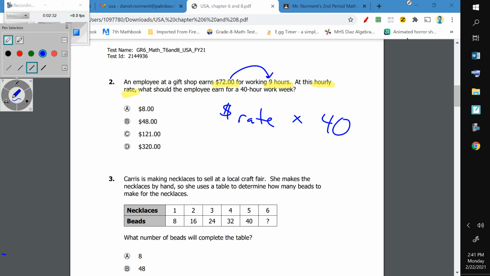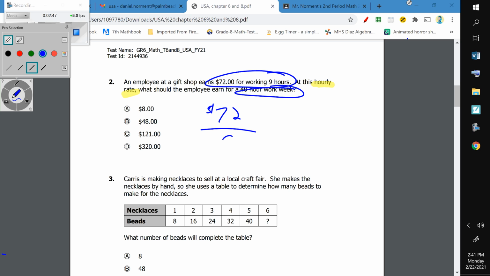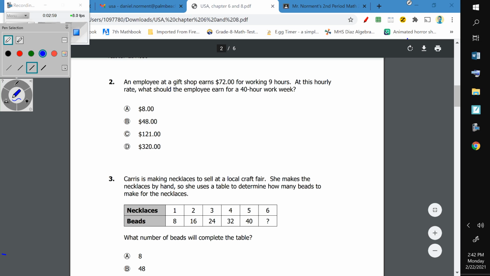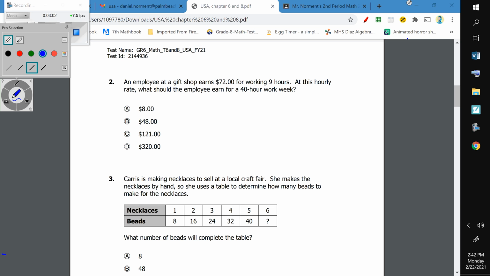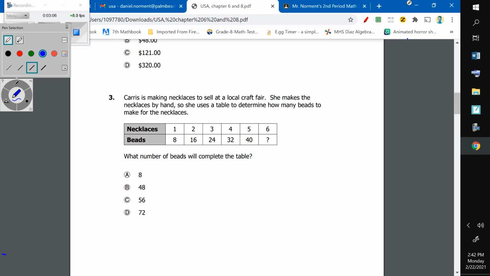You could also set up a proportion and solve this. And for that one, this would go in your first fraction. This would go in your second fraction. It would look like this. $72 for 9 hours of work would mean in 40 hours, how much money do you make? That's another way you can do it if you want. That's a question mark. And the answers are A, $8, $48, $121, or $320.